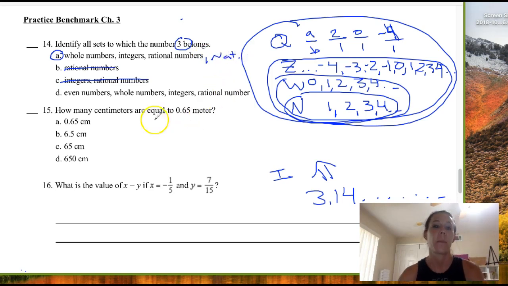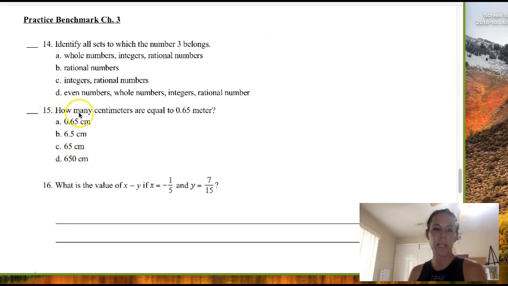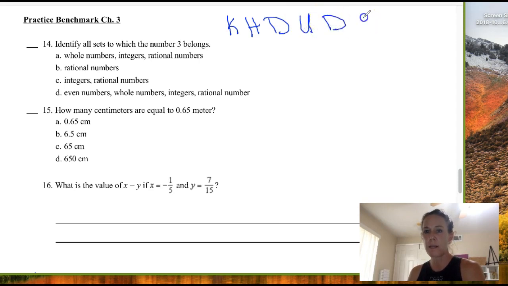All right. And on to the next one, number 15. This is a review problem. How many centimeters are equal to 0.65 meters? The easiest way to do this is to know this: kilo, hecto, deca, then whatever the unit is, then deci, centi, milli. You just move the decimal place or multiply by 10 and divide by 10 depending on which direction you're going.